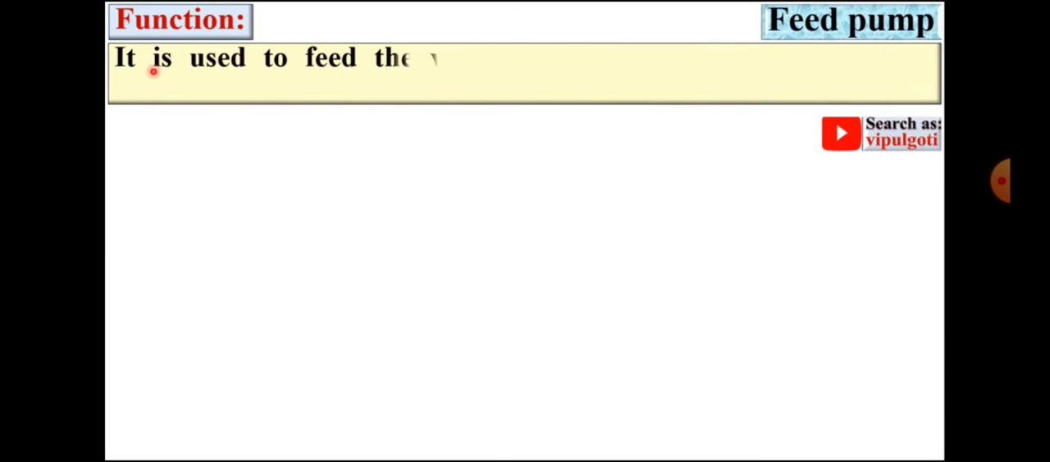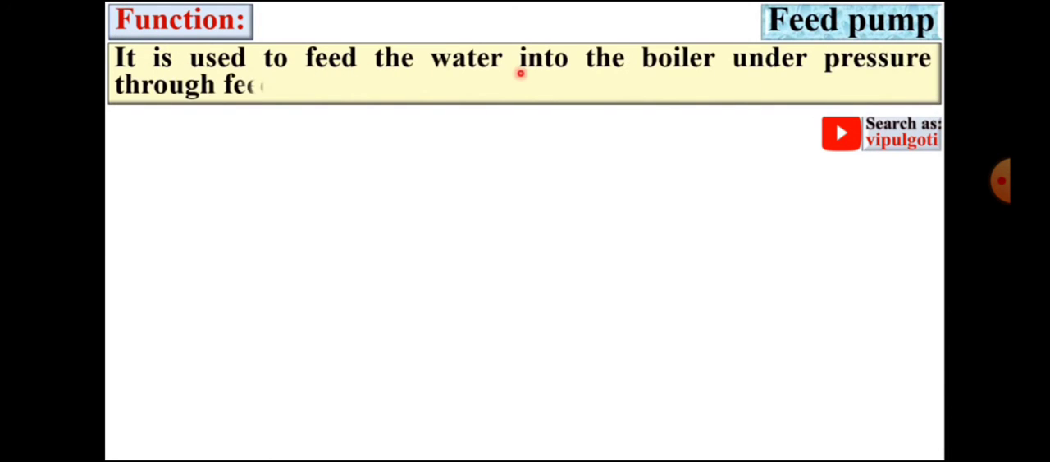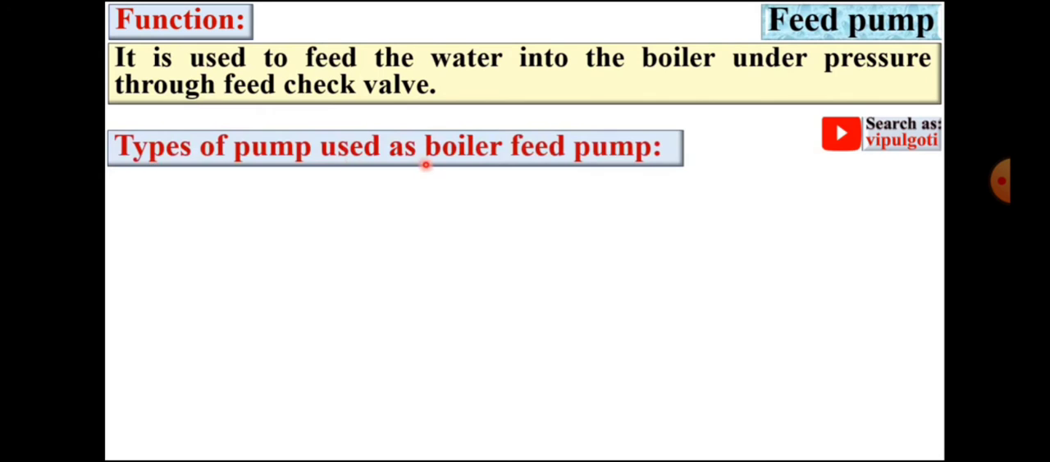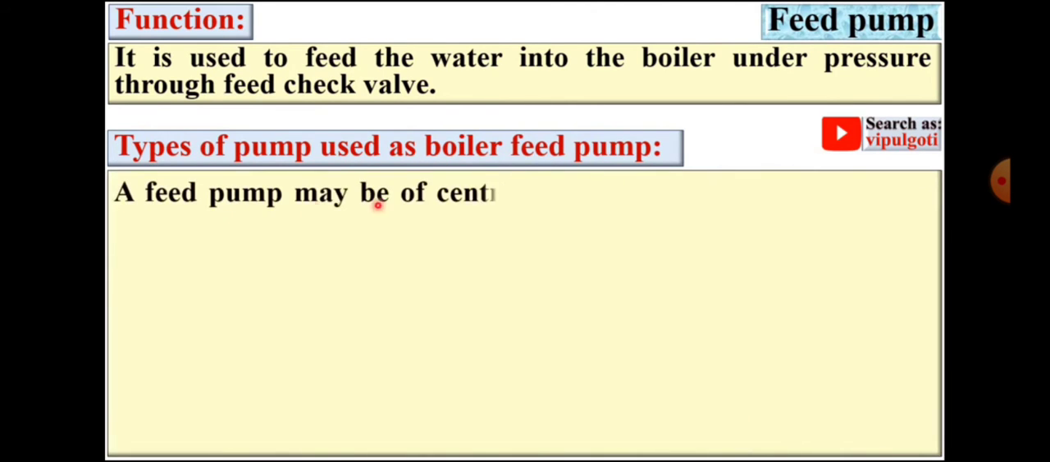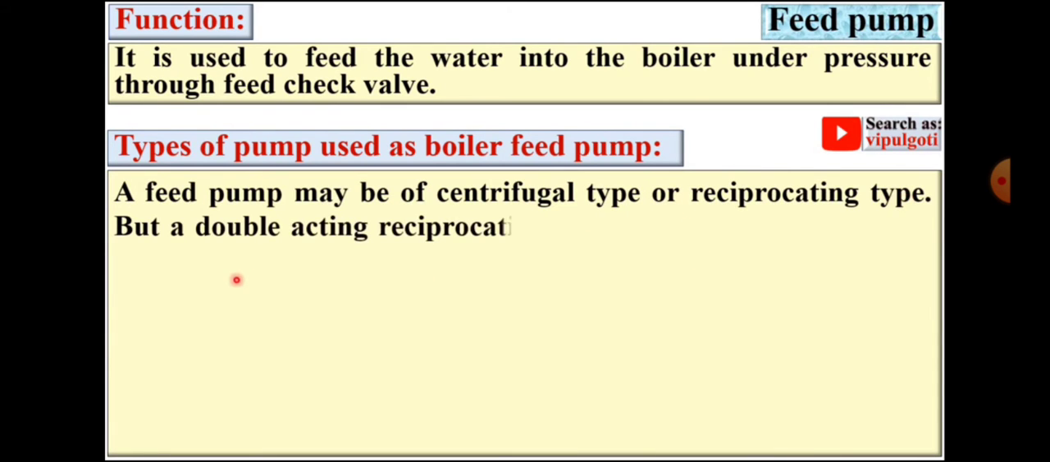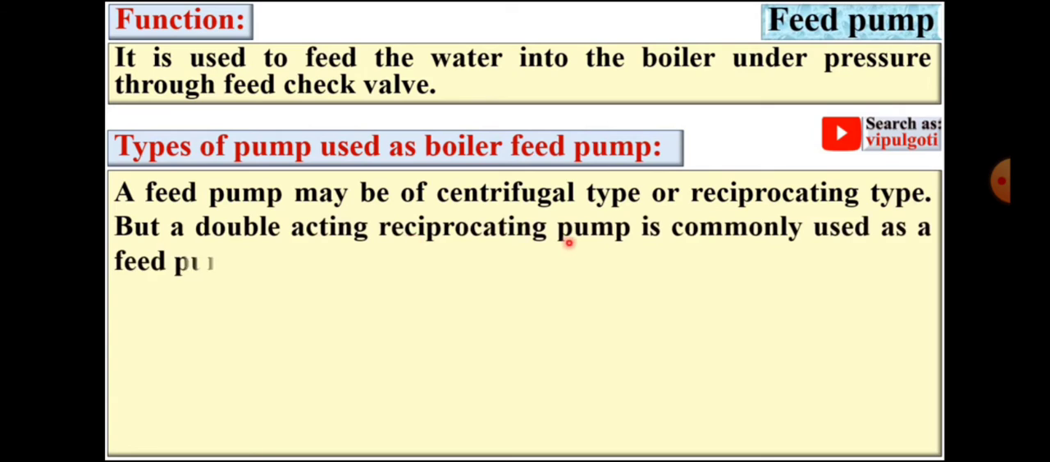So let's start with the function of the feed pump. It is used to feed the water into the boiler under pressure through the feed check valve. Types of pump used as a boiler feed pump: a feed pump may be of centrifugal type or reciprocating type, but a double acting reciprocating pump is commonly used as a feed pump. So basically there are two types of pump, rotary pump and reciprocating pump.